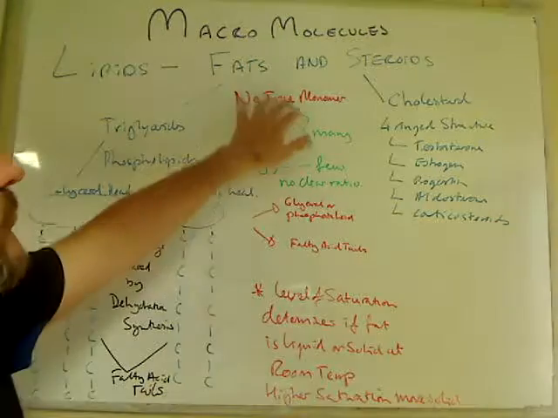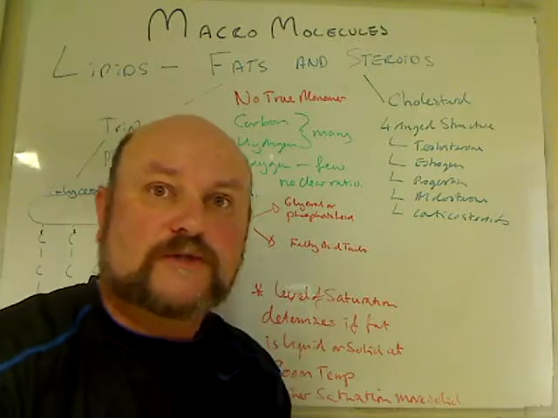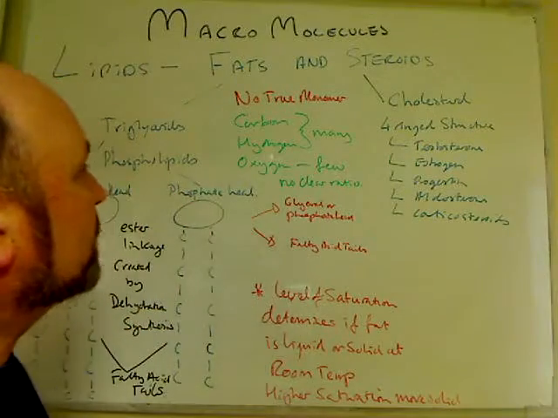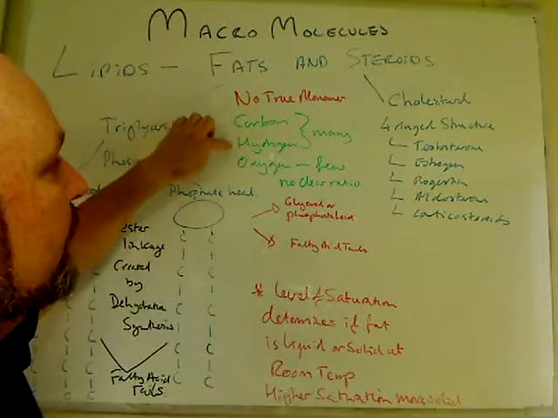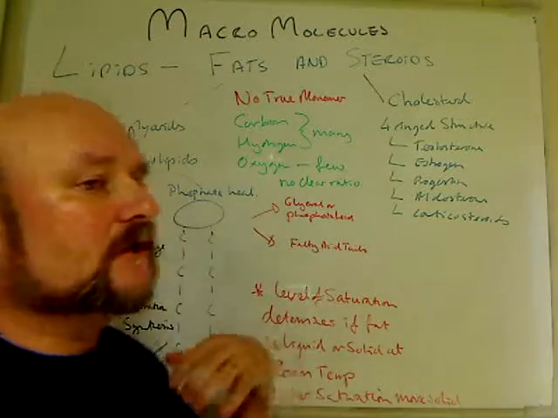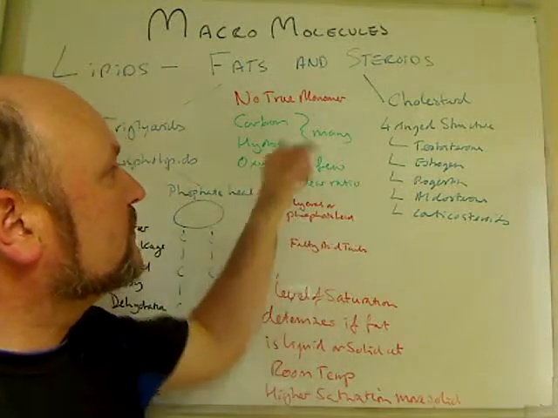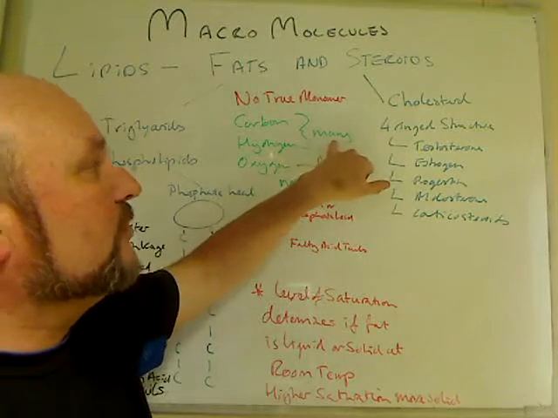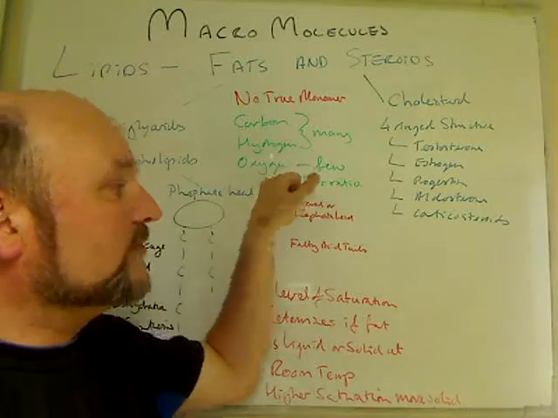So, we don't have any true monomers of the fats or the steroids, unlike the carbohydrates, the proteins and the nucleic acids. It's one difference between them. Like the carbohydrates we just looked at, they're made up of carbon, hydrogen and oxygen. But this time they don't have a clear ratio. Carbohydrates had 1:1. In the fats and the steroids, the carbon and hydrogen is dominant. There's many of these, and there's only a very few oxygens.